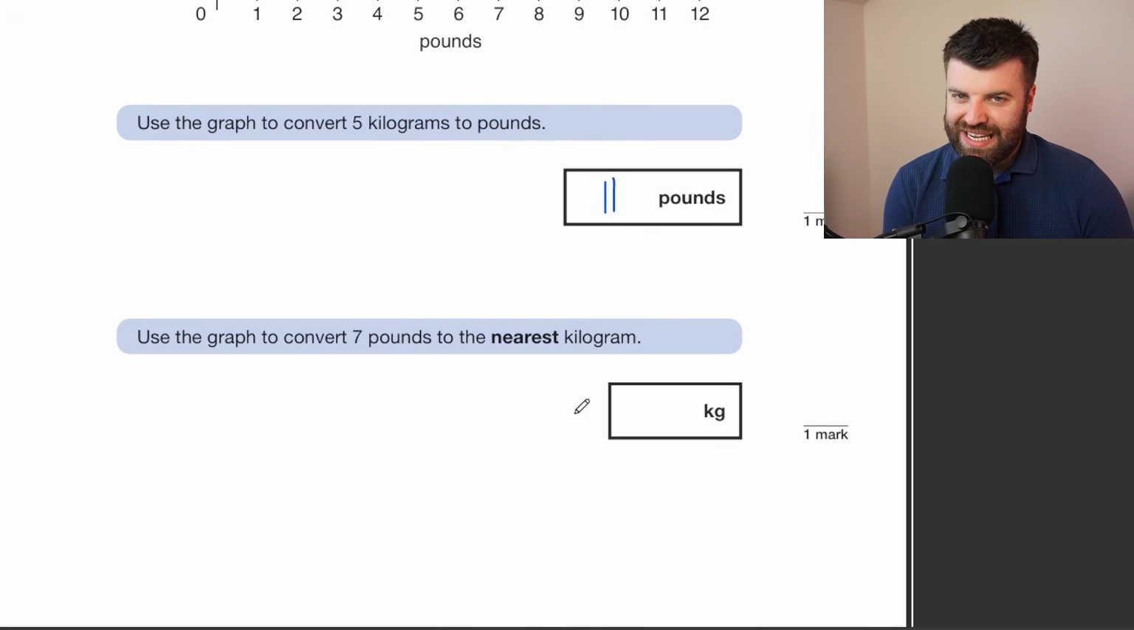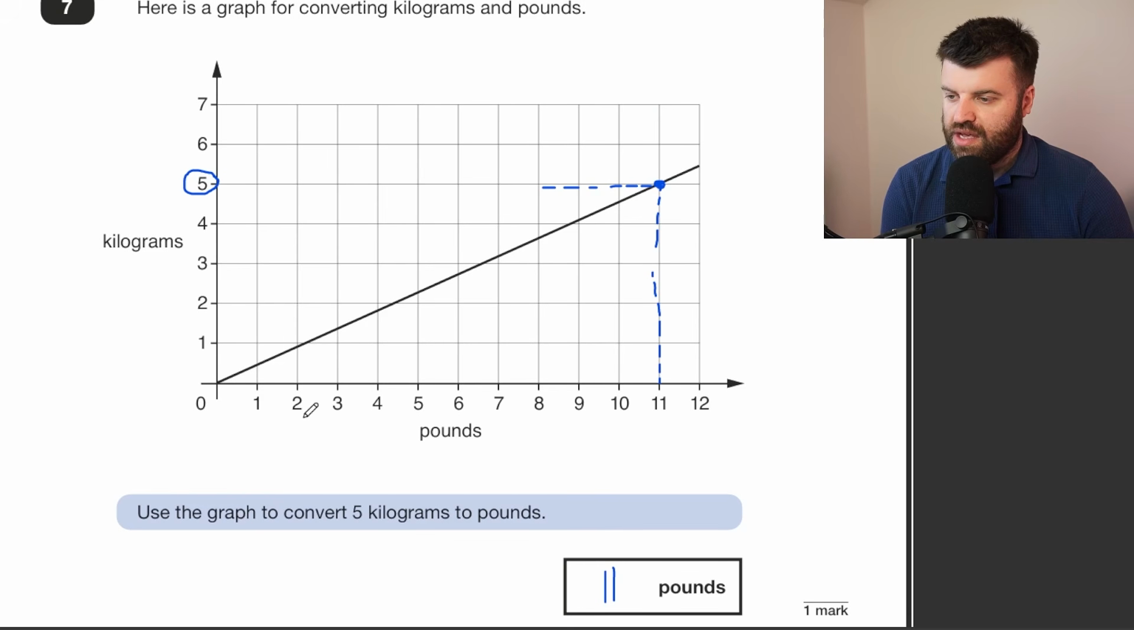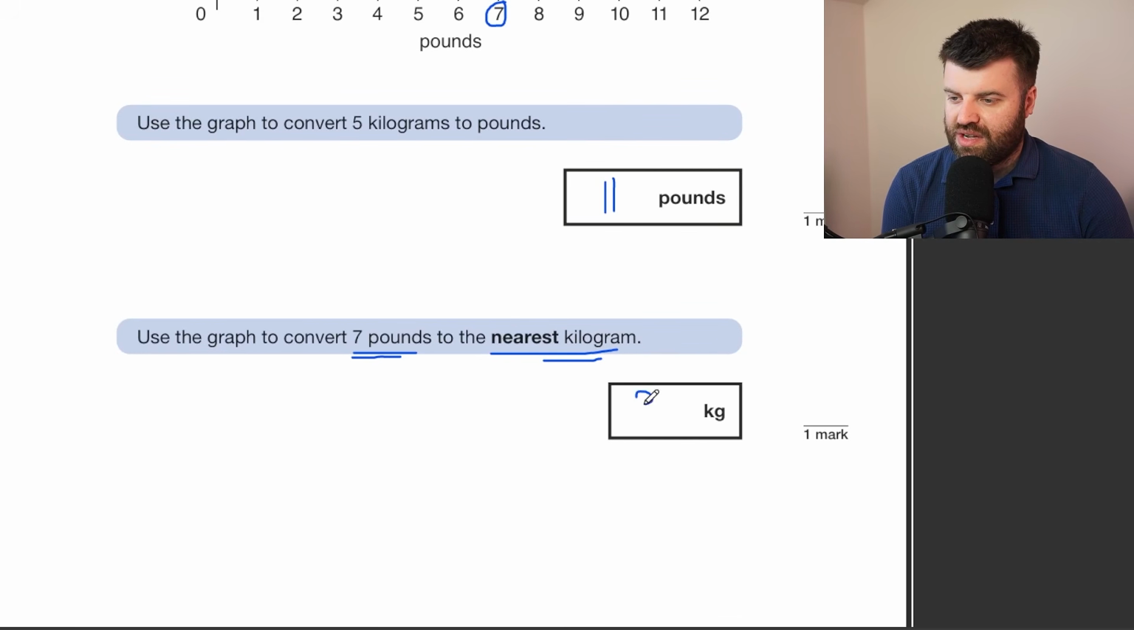And then this next one's really interesting because it's a rounding question, but we're using a graph, which actually makes it easier. Let me show you how. Use the graph to convert 7 pounds to the nearest kilogram. Okay, cool. So we go to 7 pounds, which is here, and we have to go up to our line, and we'll notice it's just there. What is that to the nearest kilogram? Well, look, on the left-hand side, we have the kilograms on each line. This line is 3 kilograms, and the line above it is 4 kilograms. What is this closest to? And it's very obviously closer to the bottom line, which is 3. So we put our answer as 3 kilograms.